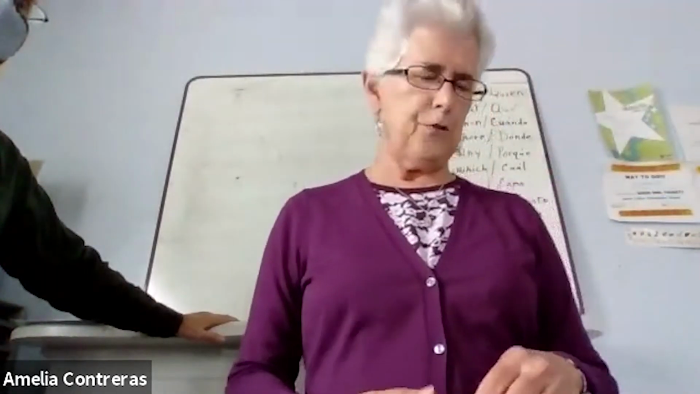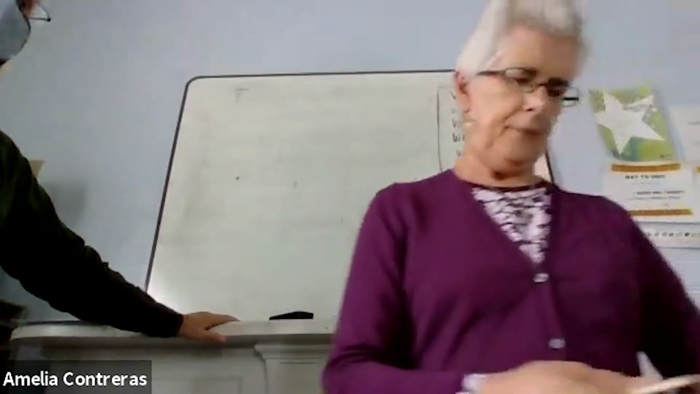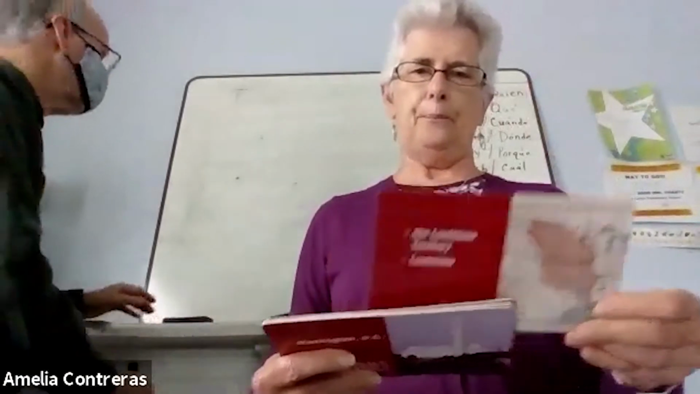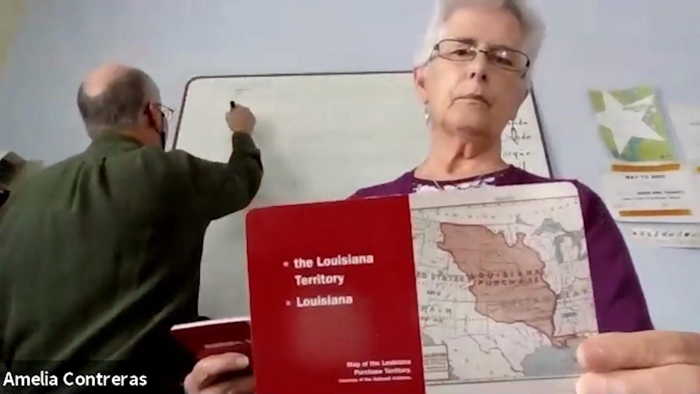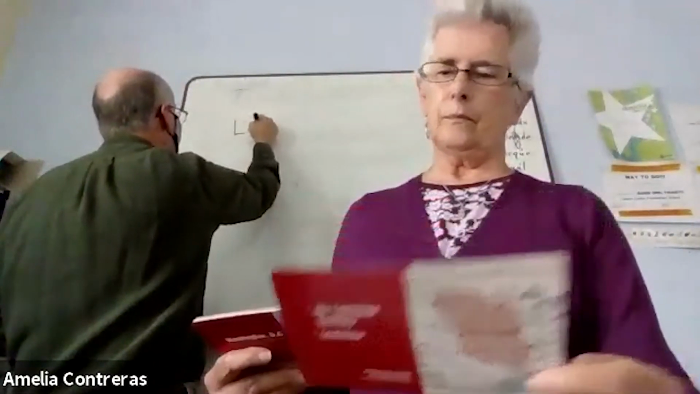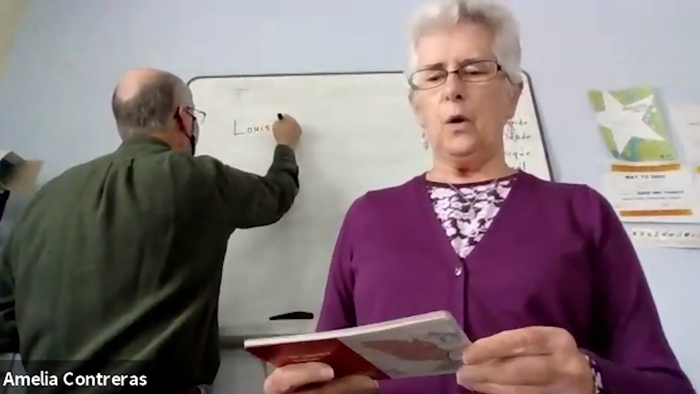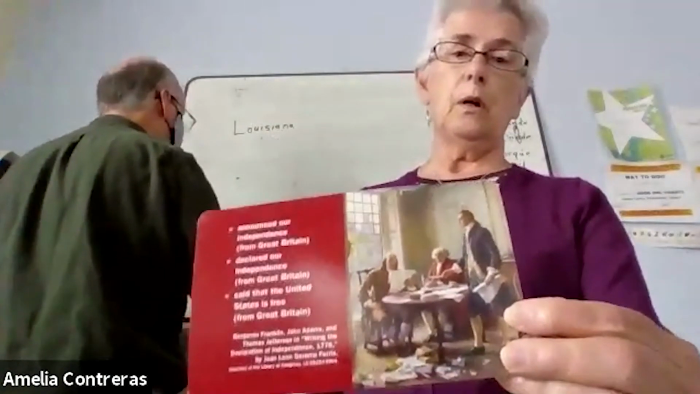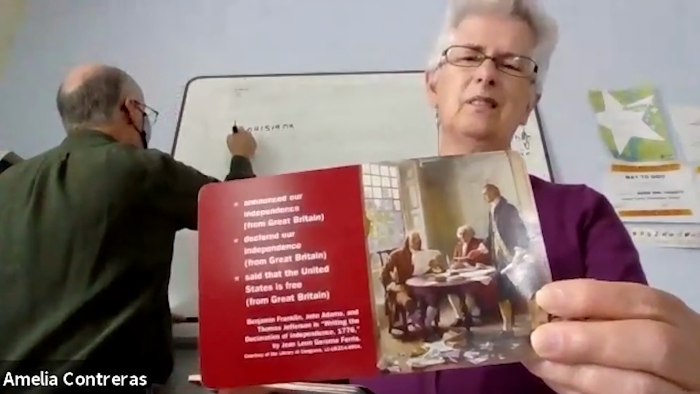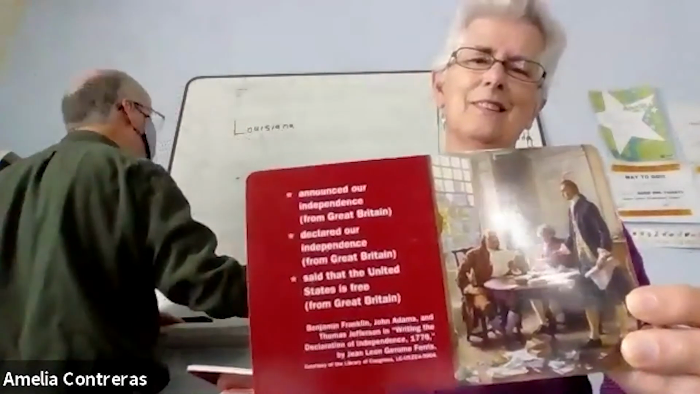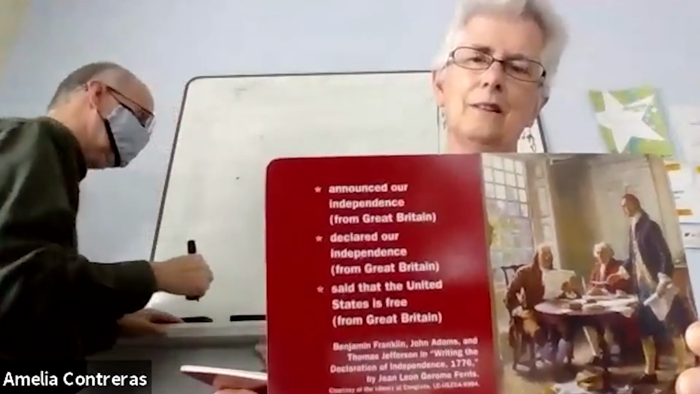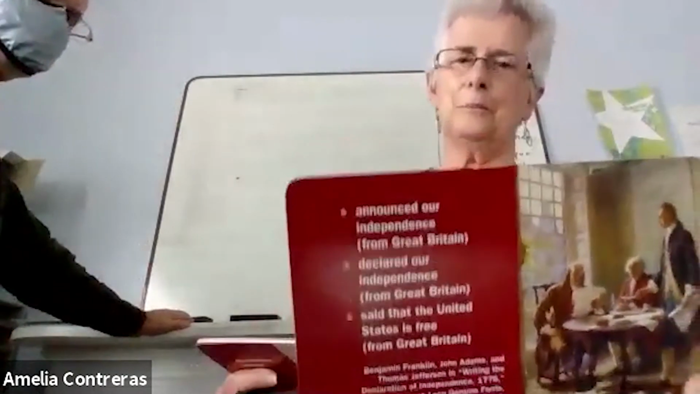Okay, now these are the questions from the other weeks. What territory did the United States buy from France in 1803? The Louisiana Territory, or Louisiana. What did the Declaration of Independence do? Announced our independence from Great Britain, declared our independence from Great Britain, said that the United States is free from Great Britain. Any one of those three ways is a good answer.